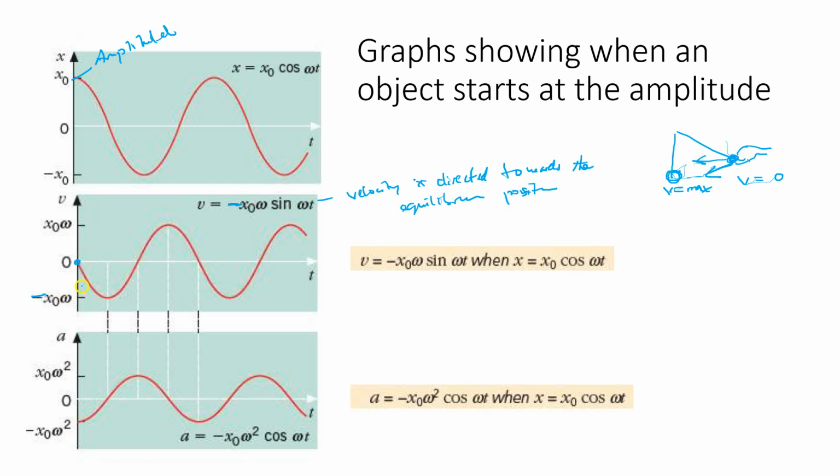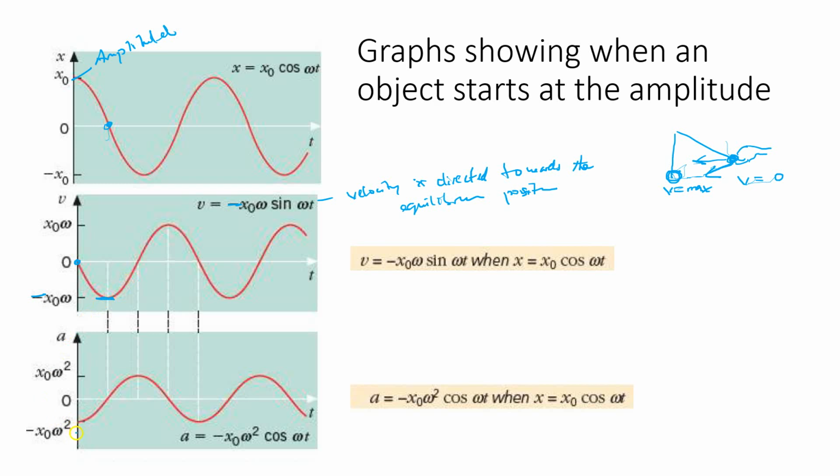And of course, this is how you would draw your graph, saying that at the amplitude you have zero velocity. When the system is at equilibrium or passing through equilibrium, that's when you have your maximum velocity. And it continues.